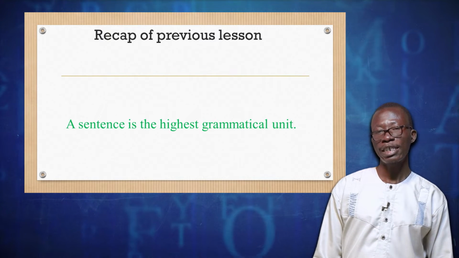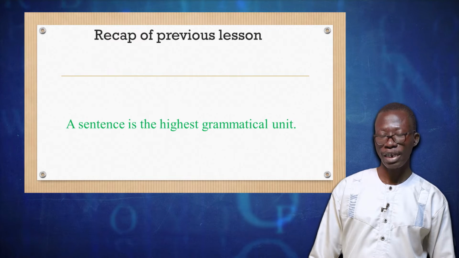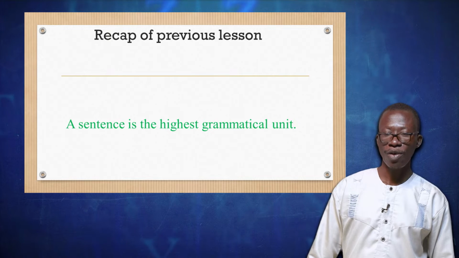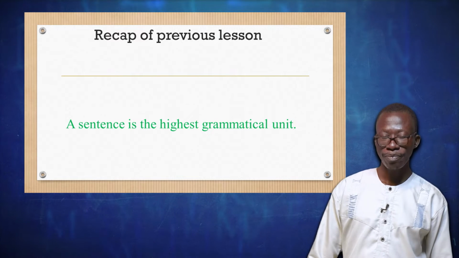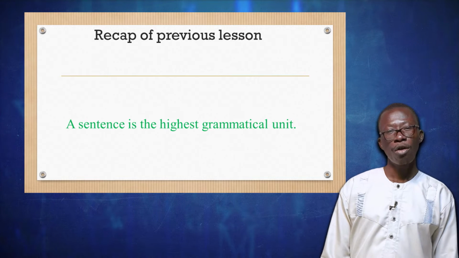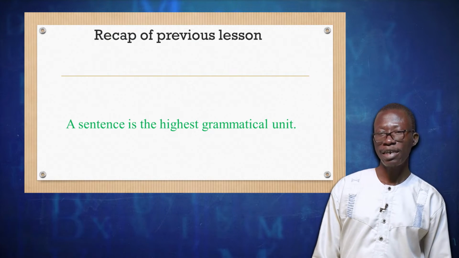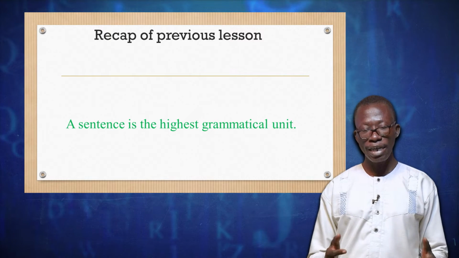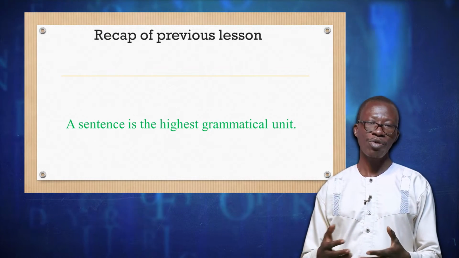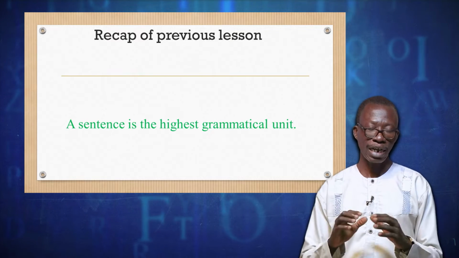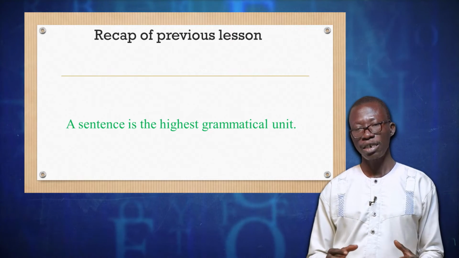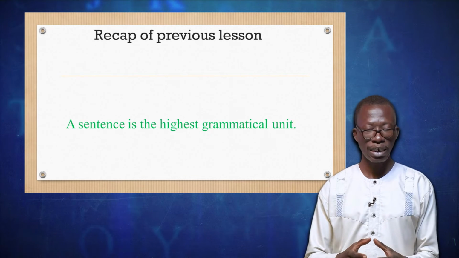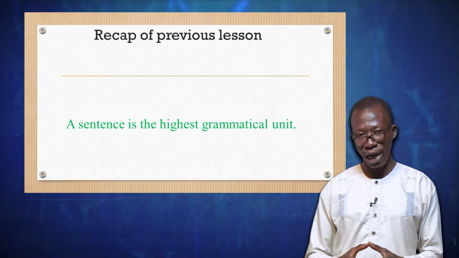Now let's go into the lesson. But before then, let's have a recap of our previous lesson. We learned something the last time we met. It's good we try our hands on what we learned in order to help us remember most of the things. First, we said a sentence is the highest grammatical unit. Now, in English language, when we are arranging the various units that compose the English language, the highest grammatical unit we can consider is a sentence. So it means that a sentence has almost all the various components of the grammatical unit we have in English language.